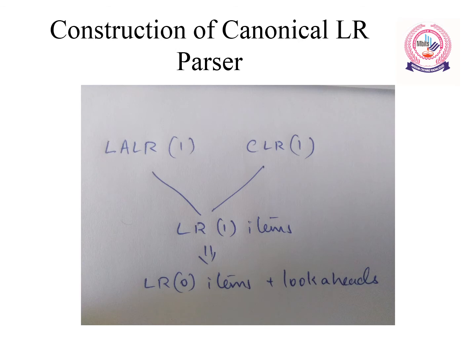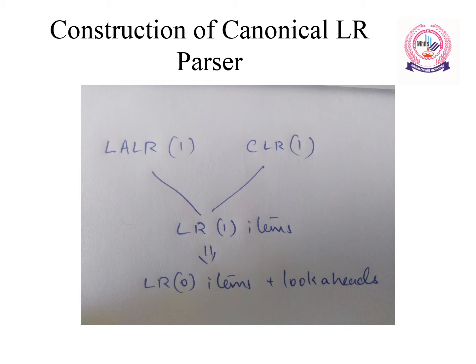As we all know, canonical LR parser comes under the category of LR parsers. Basically, LR parsers are classified into four types. They are LR0, SLR, LALR and canonical LR or CLR. When we look into the canonical LR1 parser and LALR1 parser, we need to identify LR1 items for the construction of the parser table. So what is LR1 item?